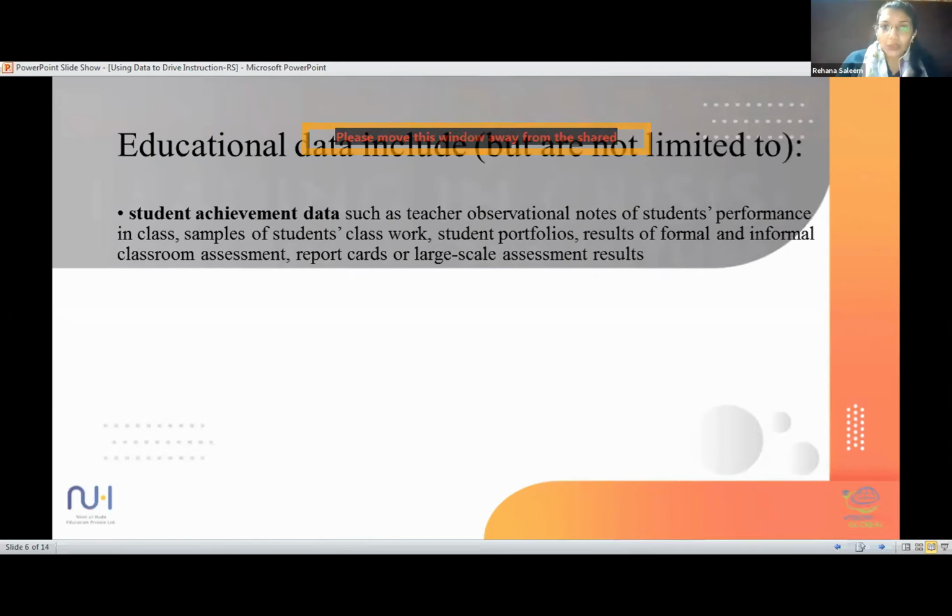So, student achievement data. We get student achievement data from samples of classwork, the copy work that is being done, or, if I talk about what is being done right now, we use Google Classroom. Whatever assignments are coming on Google Classroom is one way to get data. Then student portfolios or e-portfolios, results of formal and informal classroom assessments, report cards, or large scale assessment results, like the O levels or A levels, or the SSC or HSC results. So this is the student achievement data that we get.